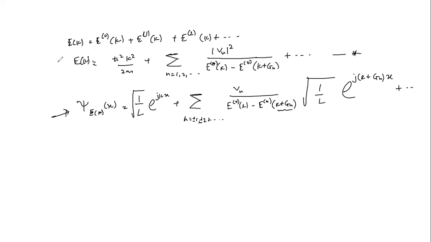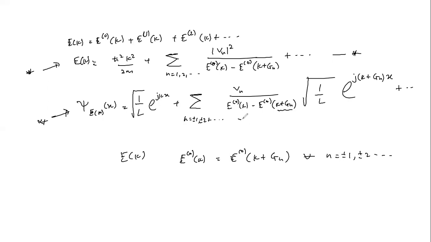And also, from the expression for the energy and this wave function, there are degeneracies in E of k at k points where E naught of k is the same as E naught of k plus G sub n, for all values of n being plus or minus one, plus or minus two, and so on. When these two parameters are the same, the denominator reduces to zero, and this divided by zero means there are degeneracies in the energy value. The regions where these energies cross tell us where the band gap between the energy bands occurs.